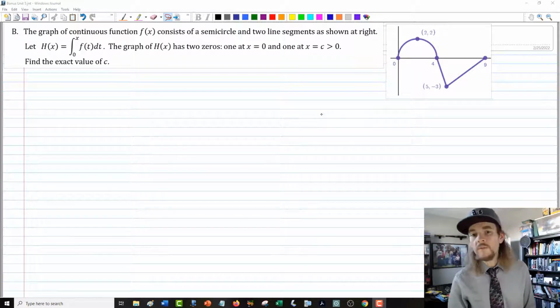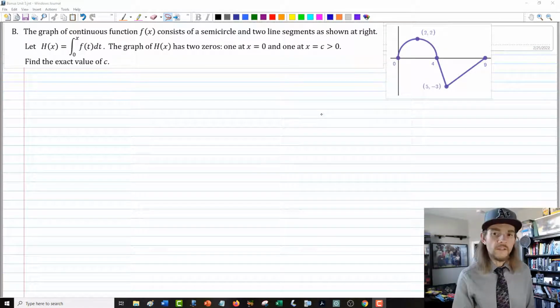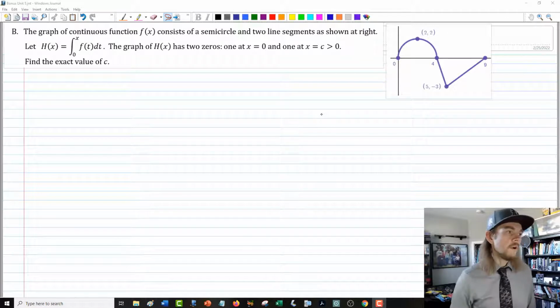Since so many of you attempted the bonus question yesterday from the Unit 5 exam, I wanted to actually work through the bonus problem, especially because only one person got it correct. Shout out to Fish. So I wanted to talk you through this.